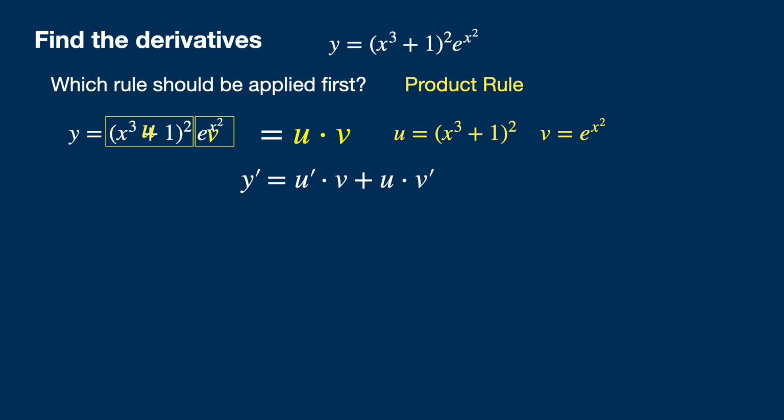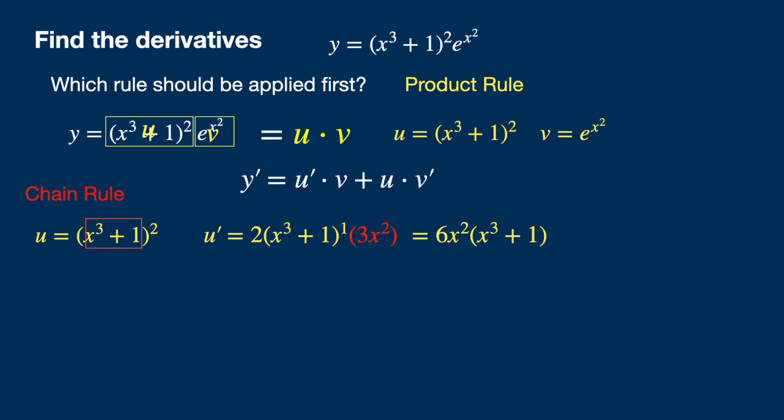After that, for each function you apply the chain rule again. Guys, look at this. You find u prime using the chain rule. What is u going to be? u equals (x cubed plus 1) squared. We apply the chain rule because the inside function is x cubed plus 1. So u prime is 2 times (x cubed plus 1), degree decreasing by 1, times the derivative of the inside function, 3x squared. Simplify that: it is 6x squared times (x cubed plus 1) to the power of 1.